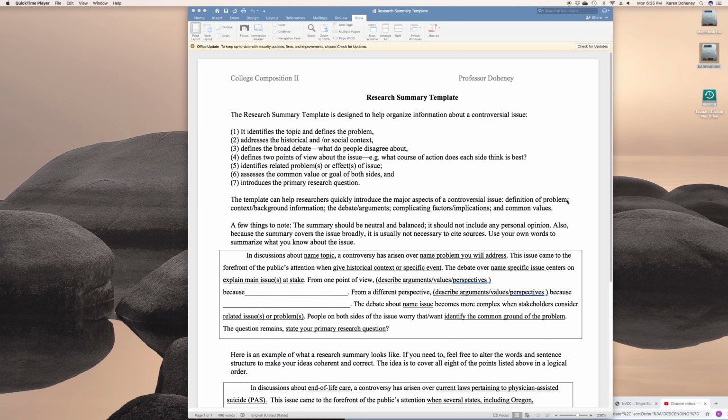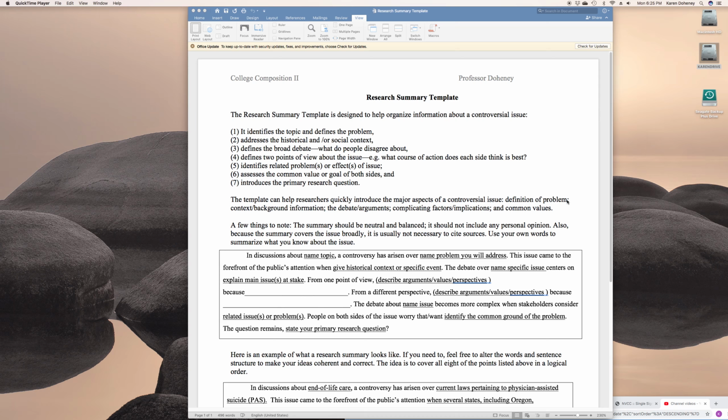Identifies related problems or effects of the issue. I'm on number 5 now. Related problems. So one of the things we talked about with TSA, for example, is that while it may be addressing security, personal security, it's also creating personal privacy concerns in addition to maybe making airport waits longer, more unpleasant, spending money on things that may only be addressing part of the issue, things like that.